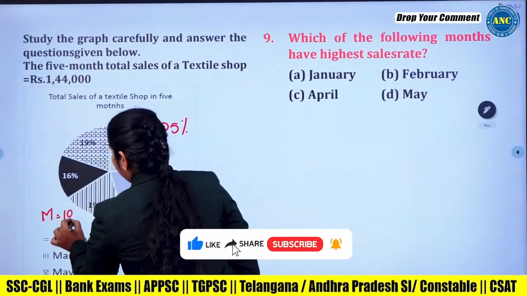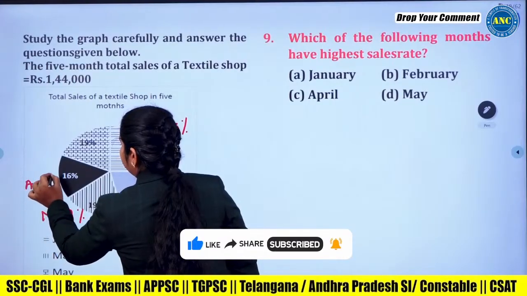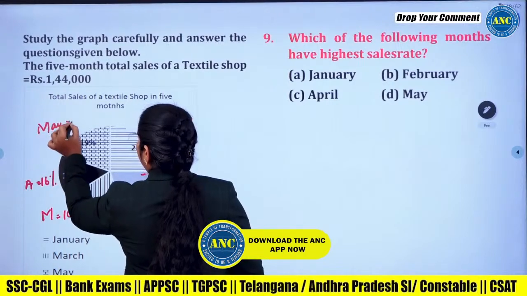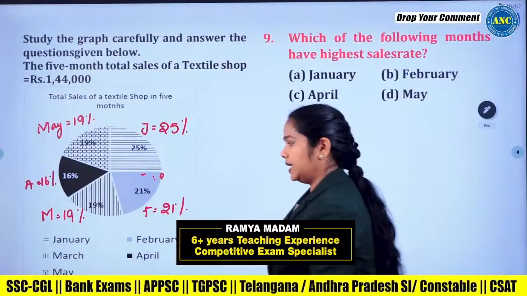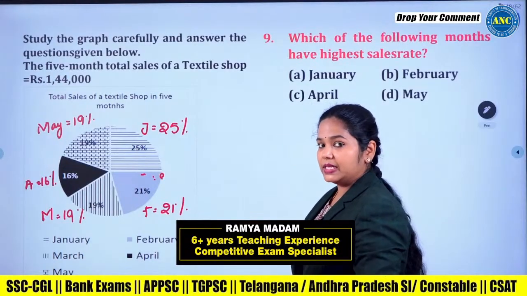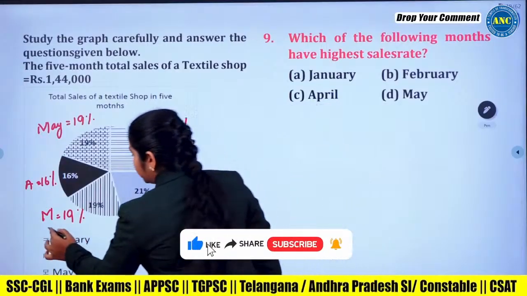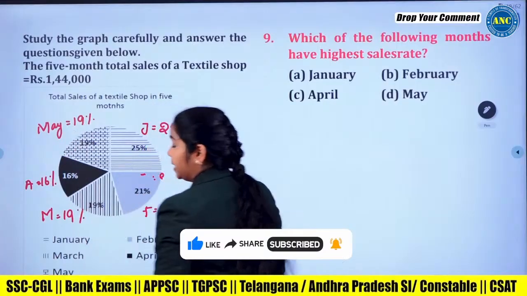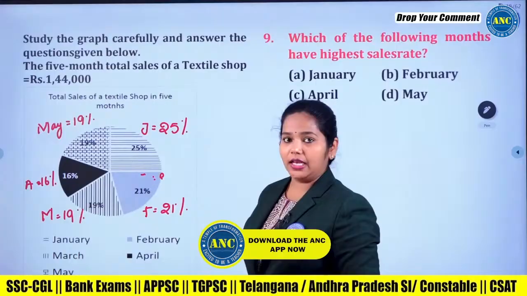March 19%. April 16%. And May, it's again 19%. See how the question paper is set. The person who sets the question paper uses March and May, both start with M and both are 19% only. Students generally get confused in taking the value.